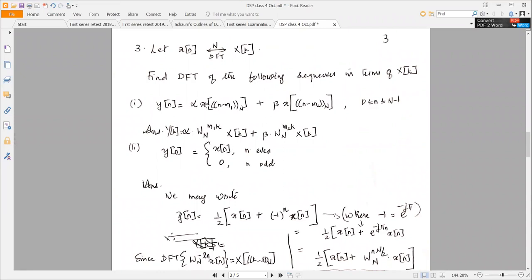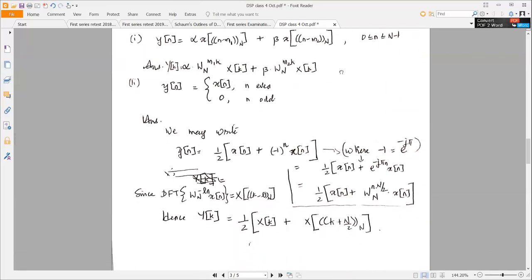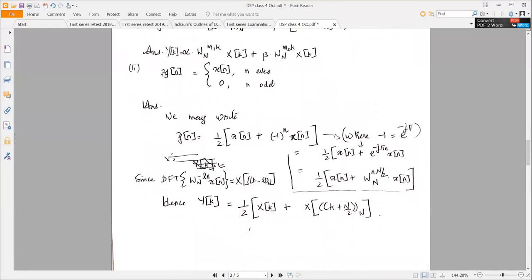So the answer is fairly straightforward. You only need to apply the circular shifting property in the time domain. So Y of k would be alpha into W_N raised to m1 k into X of k plus beta W_N raised to m2 k into X of k. Now likewise, let us look at a different sequence.